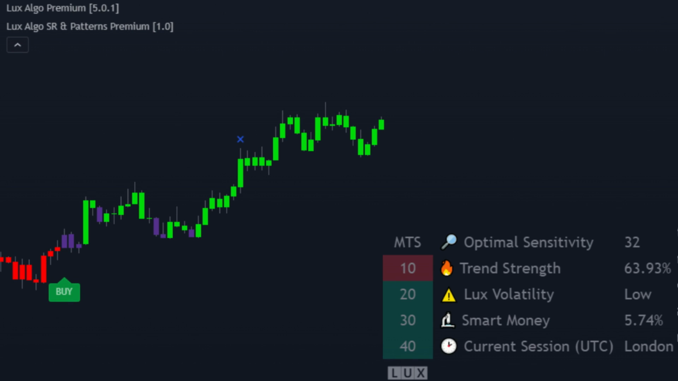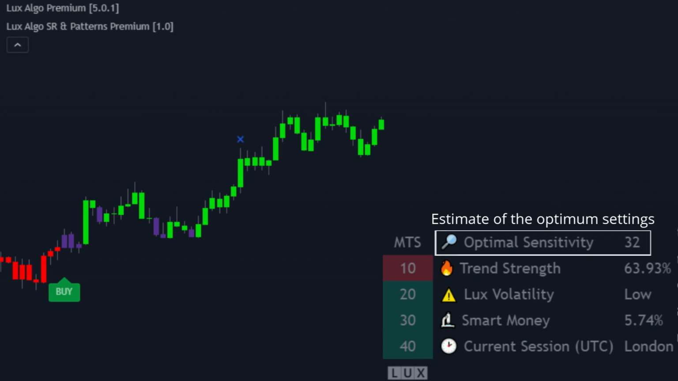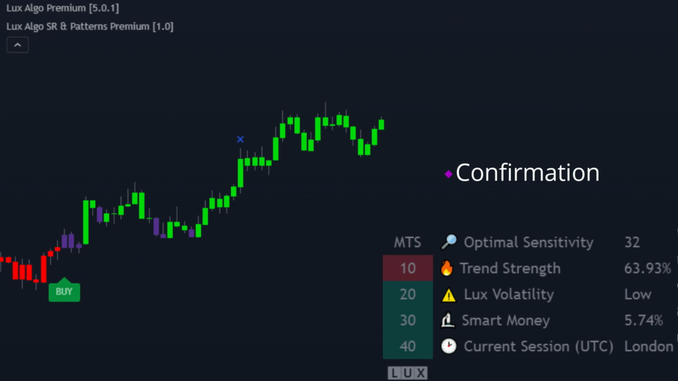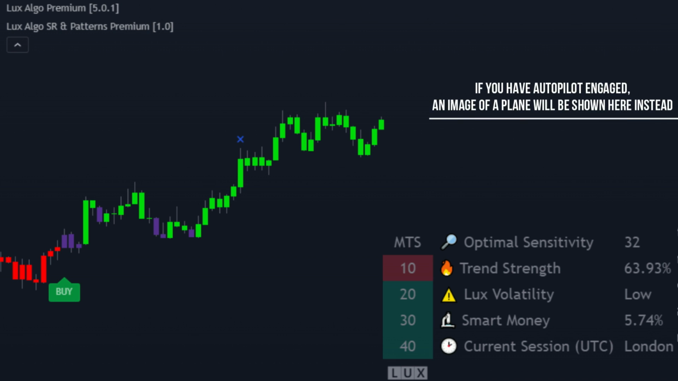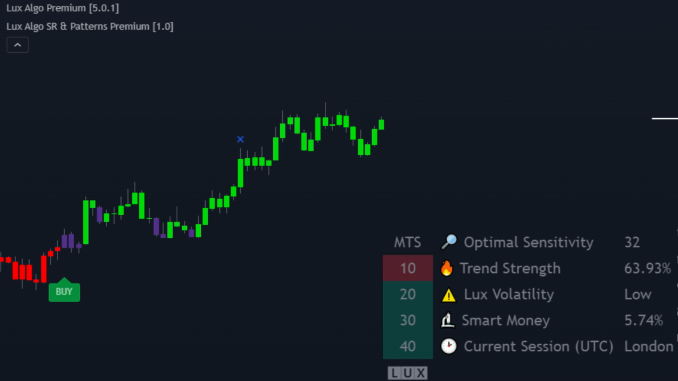The Lux dashboard displays a range of important metrics. The optimum sensitivity section of the dashboard shows an estimate of the optimum settings. This works for both confirmation and contrarian settings. You can enter this back-tested setting if you like more accurate results. Should you have autopilot engaged, an image of a plane will be shown here instead.